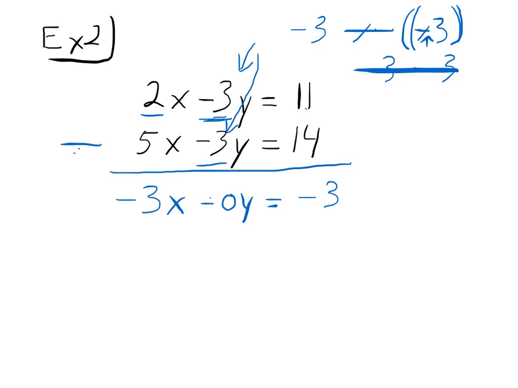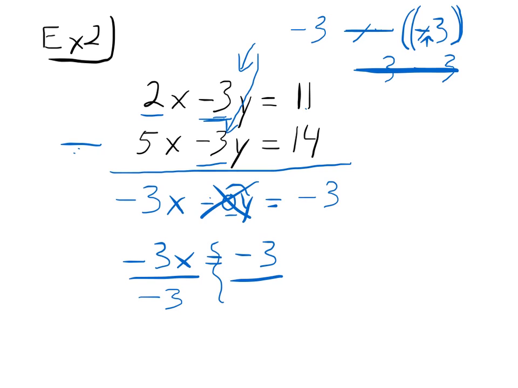Do I need to show this minus 0y? The answer is no, because 0 times any number is going to get you what? Well, it's going to get you 0, or it just cancels. So what's left once that cancels? Negative 3x is equal to negative 3. Now solve for x. When we solve for x, divide by negative 3, divide by negative 3.